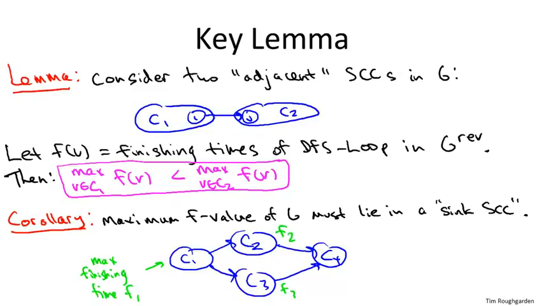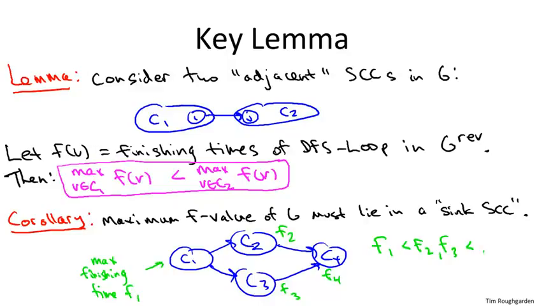So now we have four different opportunities to apply this lemma, right? There's four different pairs of adjacent SCCs. And so what do we find? We find that, comparing F1 and F2, because C2 comes after C1, that is, there's an arc from C1 to C2, the max finishing time in C2 has to be bigger than that in C1. That is, F2 is bigger than F1. For the same reasoning, F3 has to be bigger than F1.